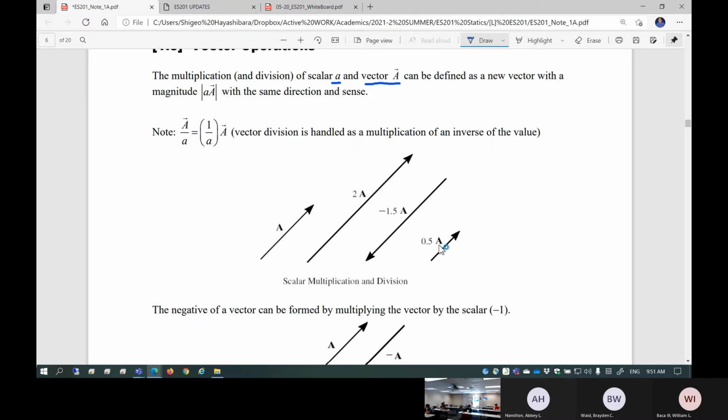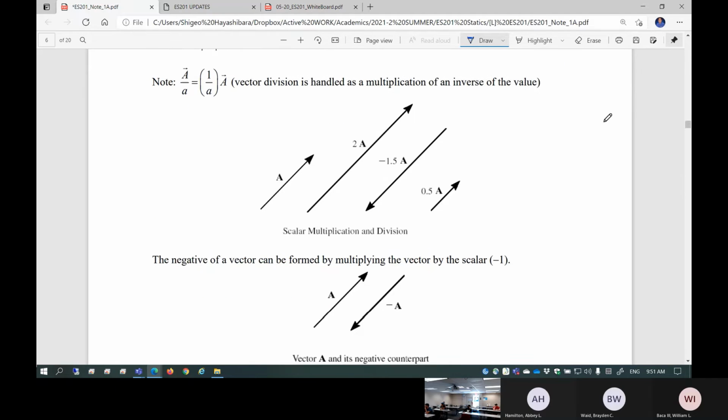No, this is still multiplication, that's right, 0.5A. So this is basically divide by 2, isn't it? Yeah, that's right. So if you want to divide by 2, let's just basically inverse it, flip-flop it, make it 1/2, and multiply 1/2. That's going to be 0.5A.